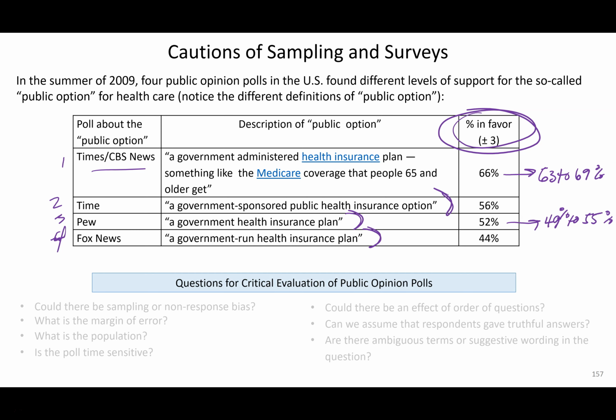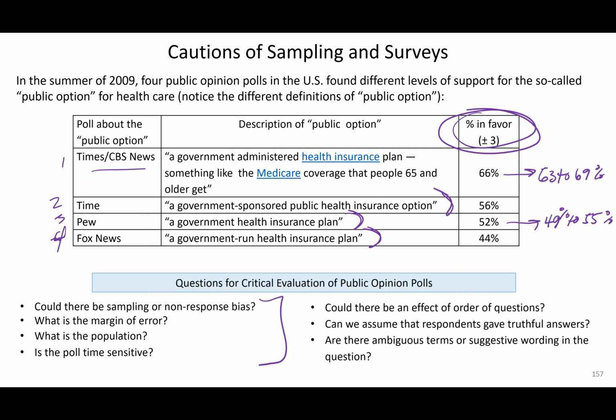Some questions to leave y'all with. Could there be sampling bias? Could there be non-response bias? If there was, did they talk about it? A lot of folks won't talk about the non-response bias that they see, and that's problematic. What's the margin of error? What's the population of interest versus where did they actually sample from? Is it time sensitive, only open for one day or how long? Could the order of the questions or the order of the answer options affect it? Could the wording?